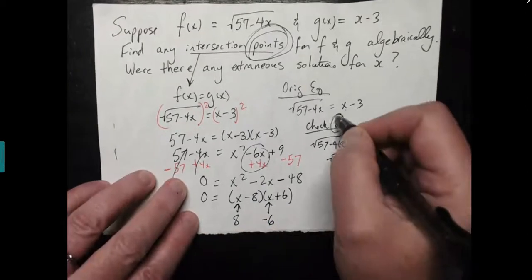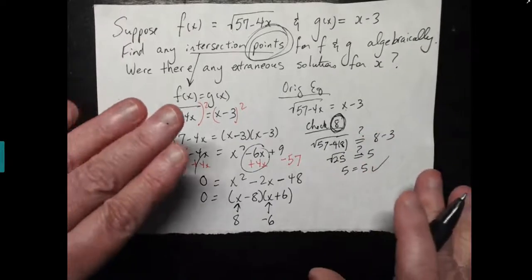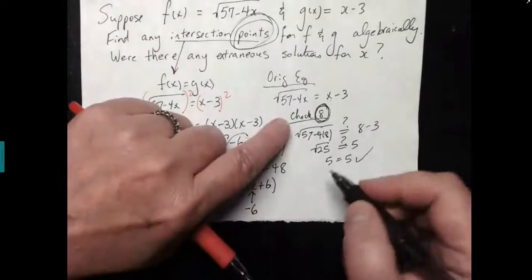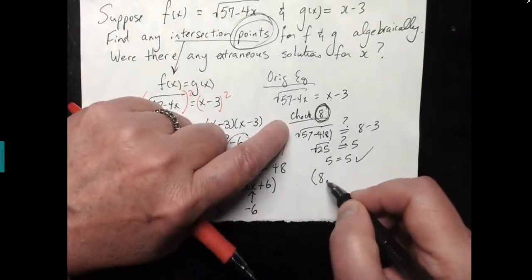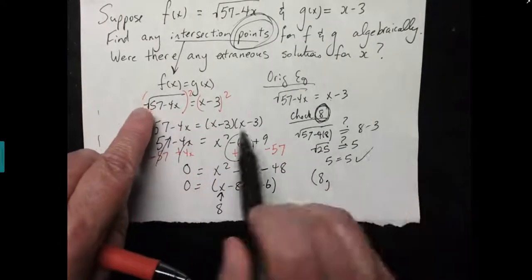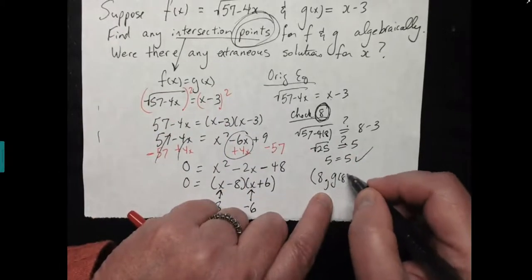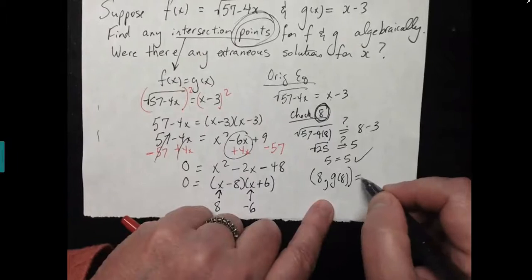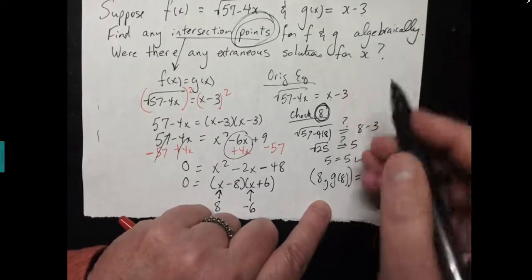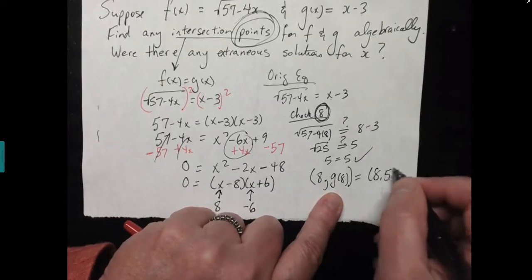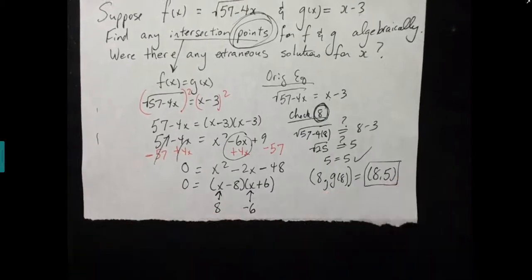So 8 is okay. And we do get an intersection point, but it's a point. We need an x coordinate and a y coordinate. And so I can pick either f or g. g's the easier formula. And if I plug 8 into the formula for g, I get 5. So (8, 5) is one intersection point for sure.